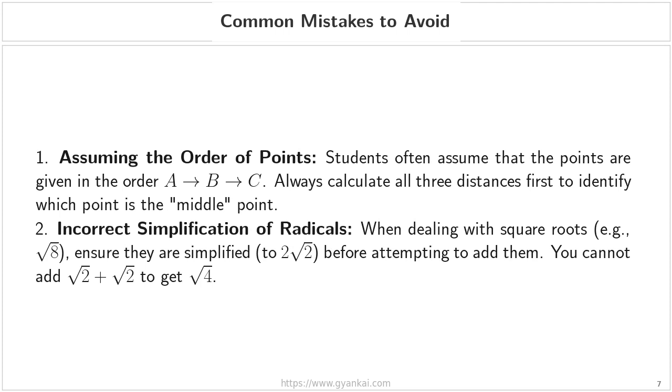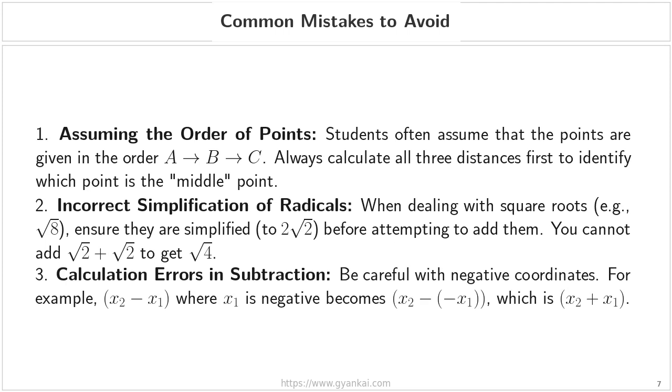Second, pay close attention to how you simplify radicals or square roots. In our worked example, we saw that square root of 8 simplifies to 2 square root of 2. You must simplify these terms before you try to add them together. A very common mistake is thinking that square root of 2 plus square root of 2 equals the square root of 4. That is incorrect. Remember, you can only add radicals if the numbers under the root are the same, and even then, you are adding the coefficients, not the radicands.